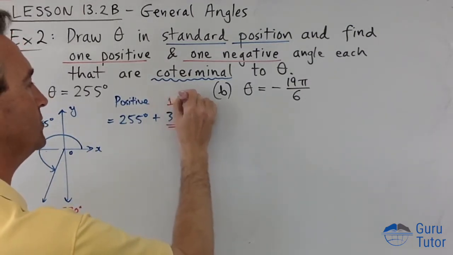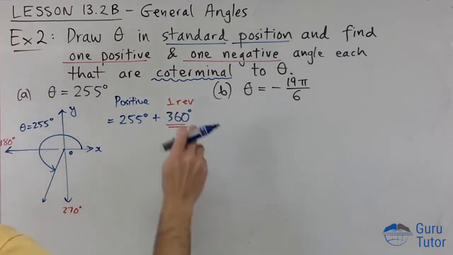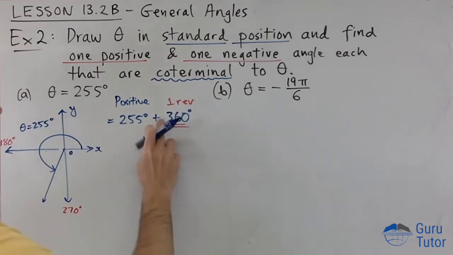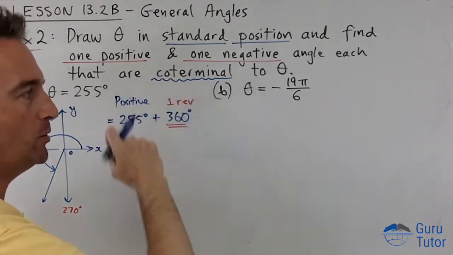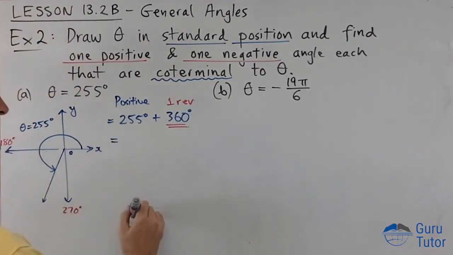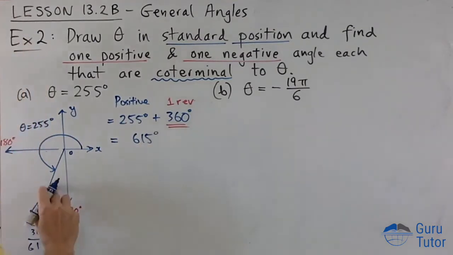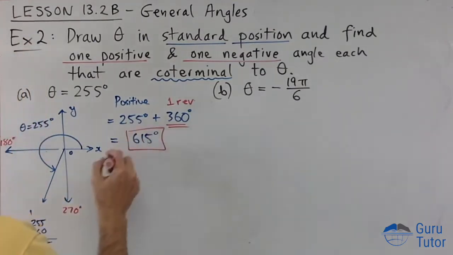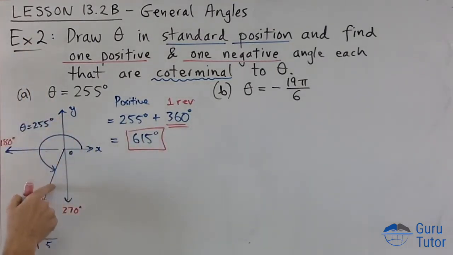That is one revolution. If you want to go negative, you subtract. If you want to go positive, you add, and you can add 3 times this if you like. Go around 3 more times. There's actually hundreds and thousands and millions of other angles that are coterminal to this one. So 255 plus 360, what's that? 615. That would end up in the same position here. So this is 255. Go around 360 again. That will take you to 615, which will be in the same position.